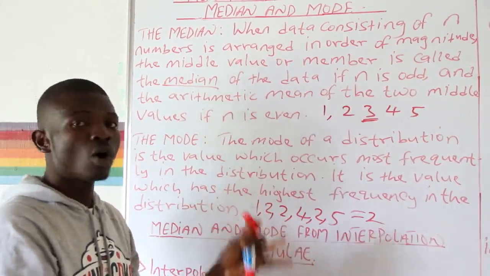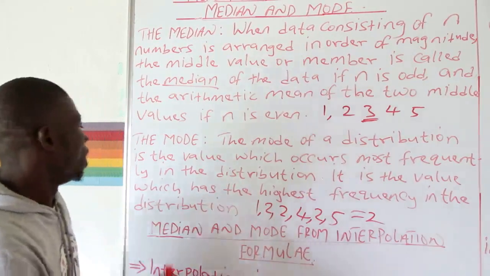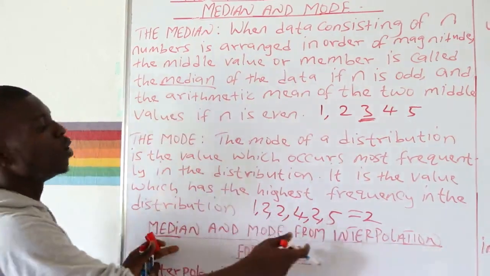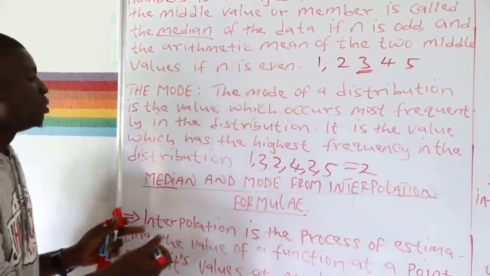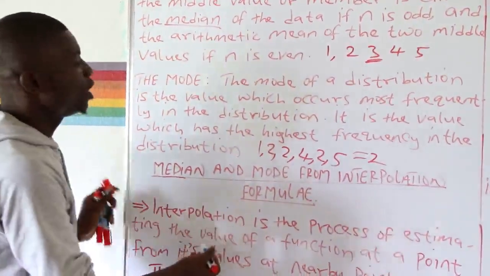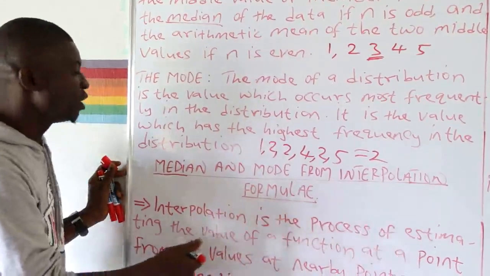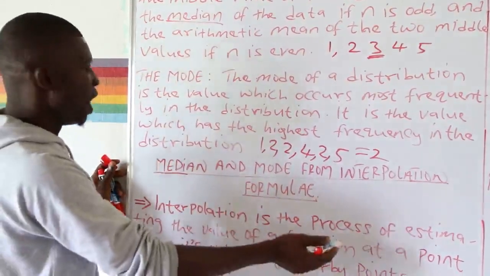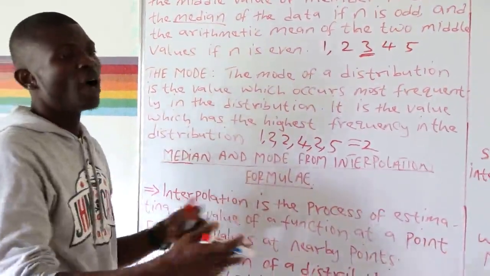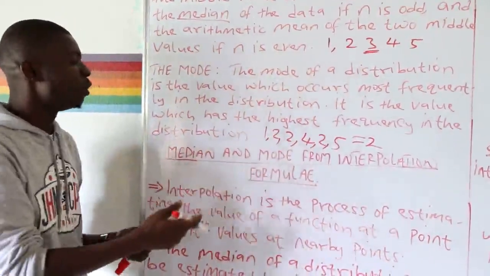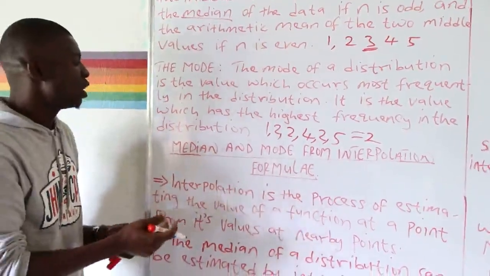These are primary school level where we say mode means number that occurs most. Now, median and mode from interpolation formula. What is the meaning of interpolation itself? Interpolation is the process of estimating the value of a function at a point from its value at nearby points. So this is the meaning of interpolation.